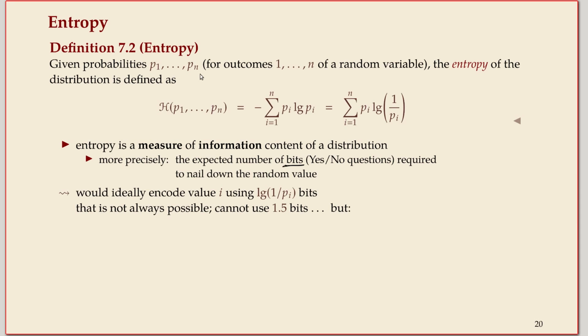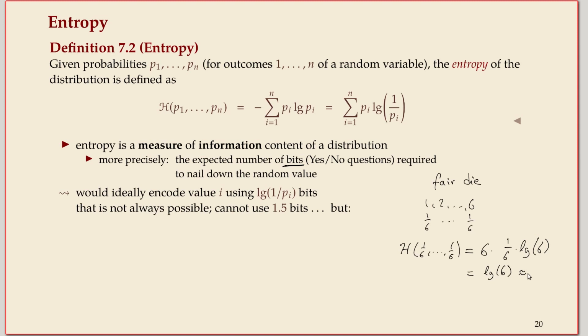So a simple example maybe, let's take a fair die. It has the outcomes 1, 2, up to 6, and they all have probability 1 over 6. Then if you insert this into this formula, the terms are all the same, so the sum is just 6 times 1 over 6 times log of 1 over 6. So that comes down to log of 6.